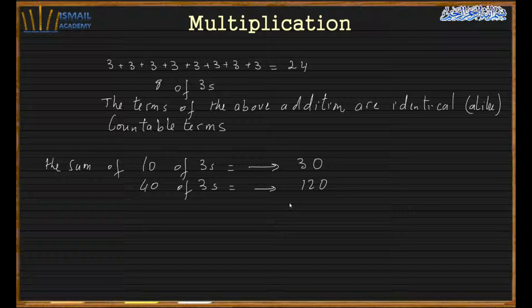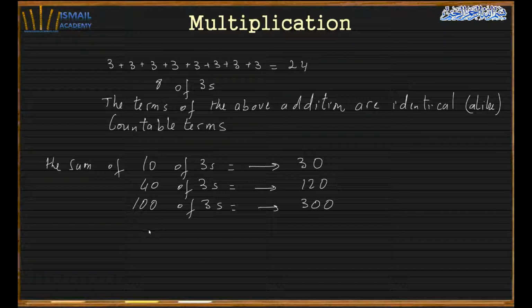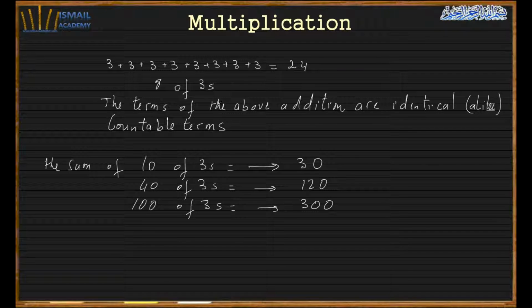Again, if I want to create a sum of 100 terms of 3s, I create a sum of 100 terms, I add them, and at the end I get 300. This way, if we have a big number of terms, we'll be short of space. So we need to look for a short representation for this type of addition, which is addition with identical terms.